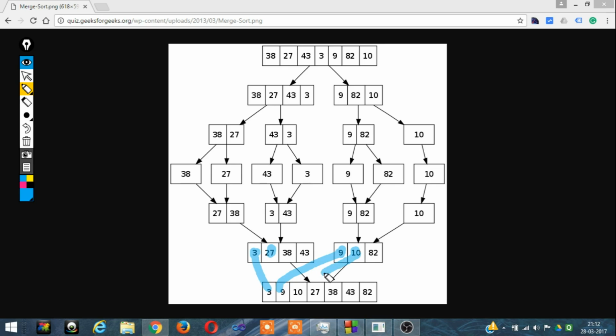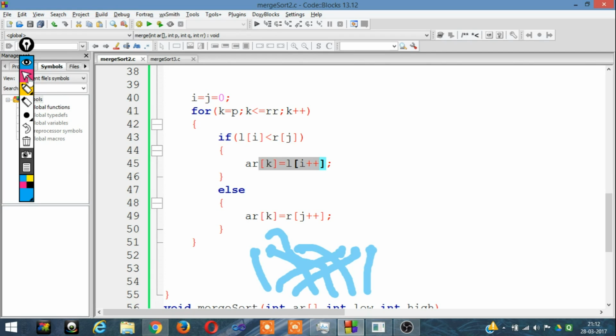This is small, so let's put it in this, increment the value of j to here. Now this element is less than this element, so this element is coming here, then incrementing to here, this is less than 82, so it's coming here. Then 43 is less than 82, so 43 comes here, the 82 comes here. This is what is happening.